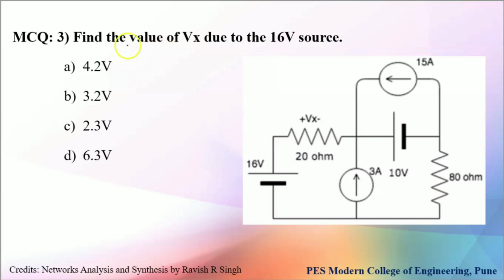Third MCQ: find the value of Vx due to the 16 volt source. Here we have to find the value of Vx, that means the voltage across the 20 ohm resistor due to the 16 volt source. For finding the voltage across 20 ohm, we have to open the 3 ampere and 15 ampere current sources, and the 10 volt source we have to short, and from this we can find the voltage across resistor 20 ohm.